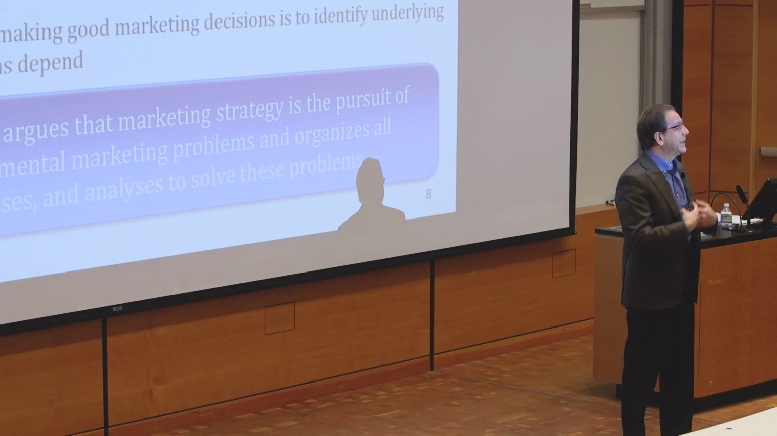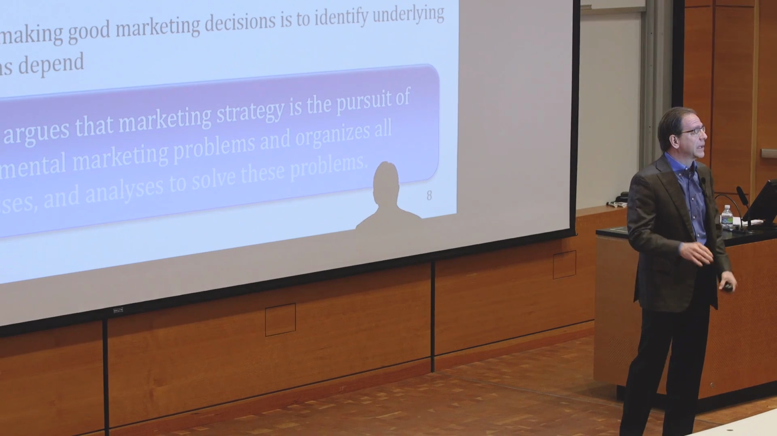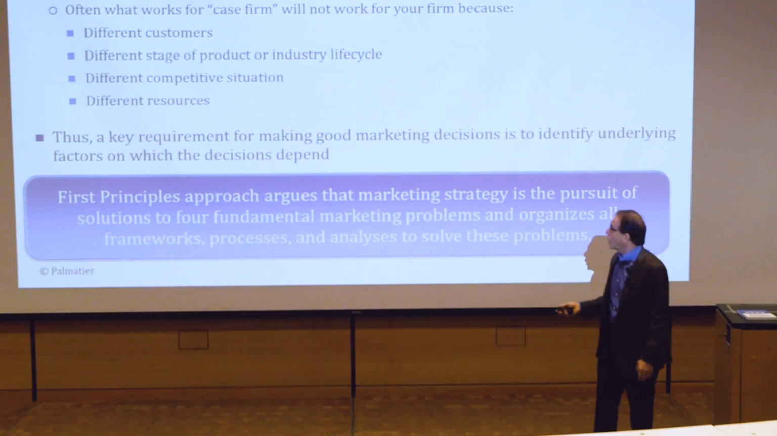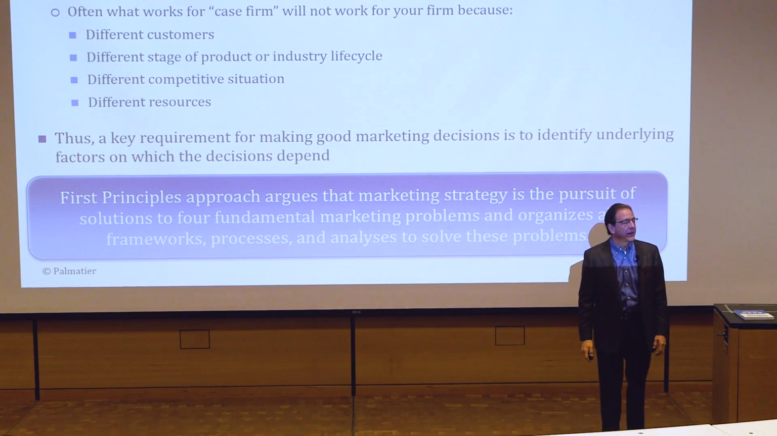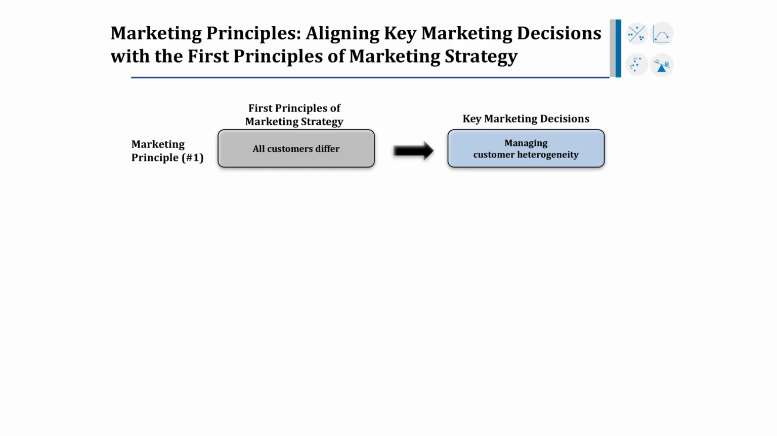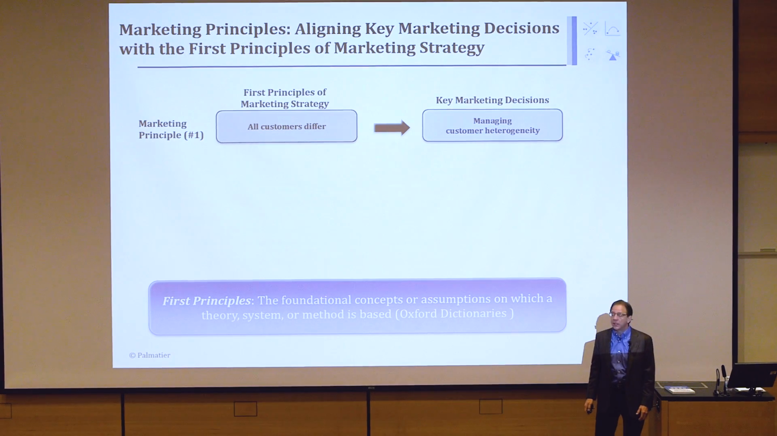So rather than just give you examples and say, oh, look at how this firm made a lot of money, we're going to try to make it very clear how to understand these 4 situations and develop a marketing strategy. So here's a little review, very similar to what I just spoke of. Market principle 1 is all customers differ. We want to manage customer heterogeneity. Those are the techniques we're going to show you for dealing with that problem.